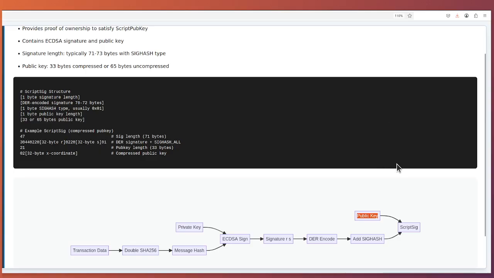When this ScriptSig is combined with the ScriptPubKey during validation, Bitcoin's scripting engine executes them together on a stack-based virtual machine. The ScriptSig is executed first, placing the signature and public key on the stack. Then the ScriptPubKey executes, using these values to verify that the spender truly controls the private key associated with the hashed public key. If all operations succeed and the stack ends with a true value, the input is considered valid.